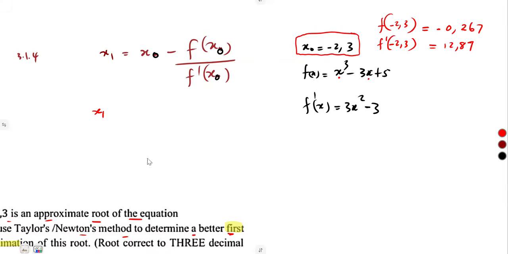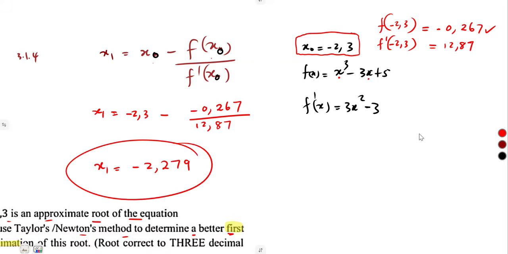Now you substitute into the formula to determine x1, the first one. Remember, they said the first and second. So x1 is going to be x naught, the first approximate you're given, minus 2.3, minus f of this, which is negative 0.267, over the first derivative, which is 12.87. So we're going to obtain something like minus 2.279, rounded off to 3 decimal places. This is the first approximate.